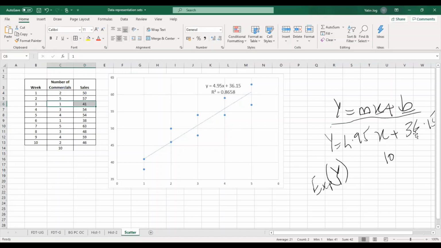X is 1, then it will become somewhere around 41 point something. It is not exactly 41, it is 41.5 or something. That means the expected value is something else, but it is very close to the actual value. That means deviation is very less. So you can see this is my deviation.